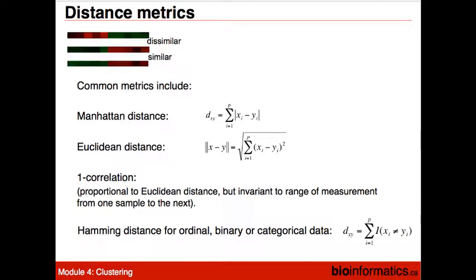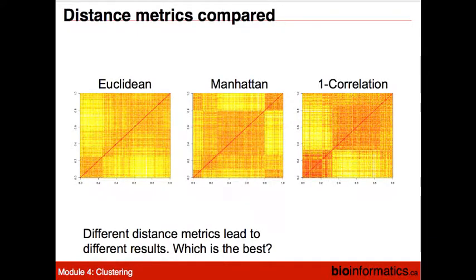So does it matter? Unfortunately, yes. So here's a comparison of a gene expression data set where we look at a heat map of metrics. So each of these points is colored and sorted according to the similarity of these data points overall in their expression vectors. One is Euclidean, one is Manhattan, one is 1 minus correlation. Red values mean that the points are very similar. Yellow and white values mean they are not very similar.